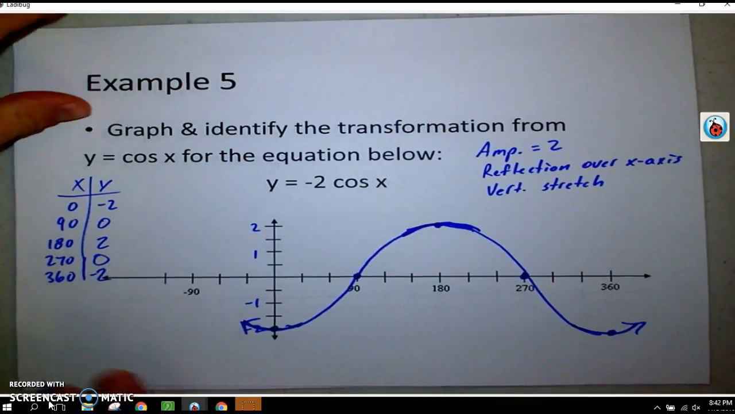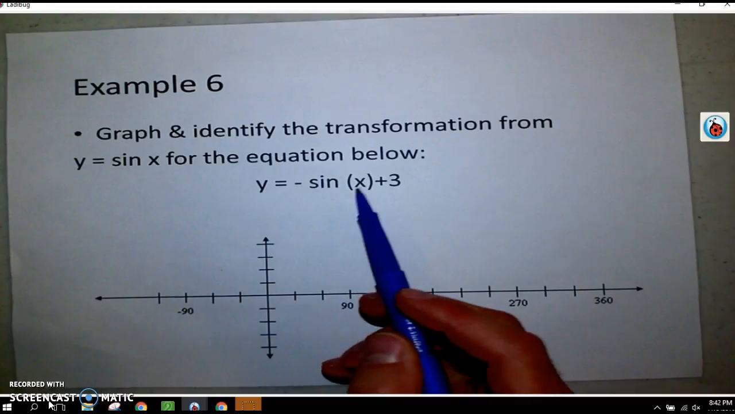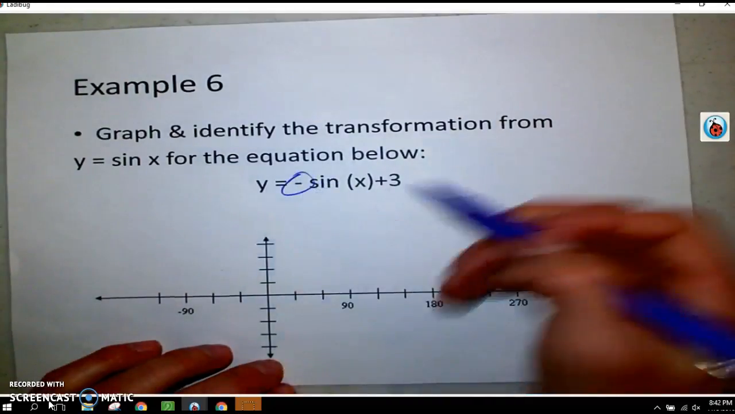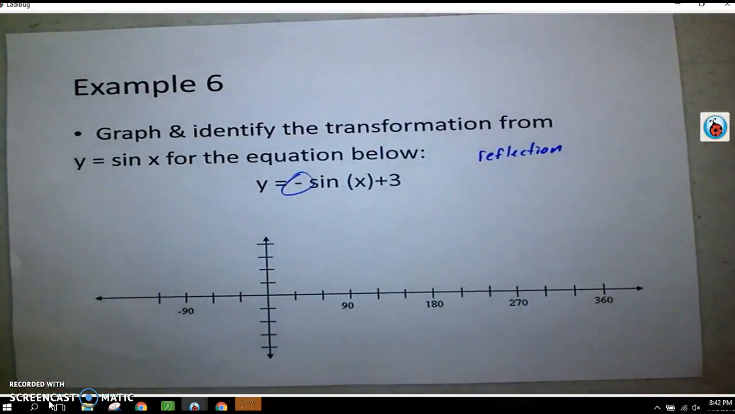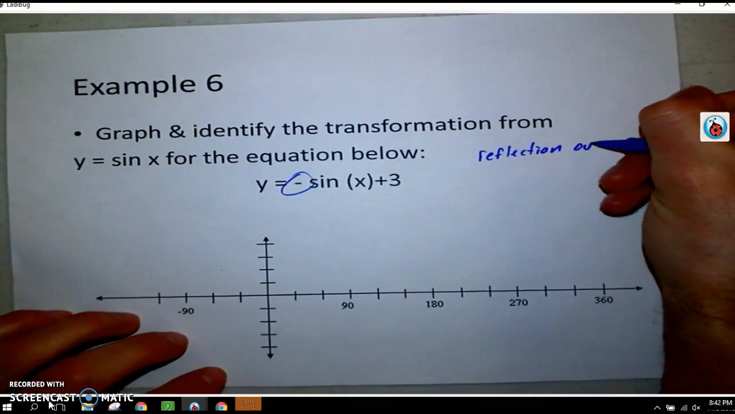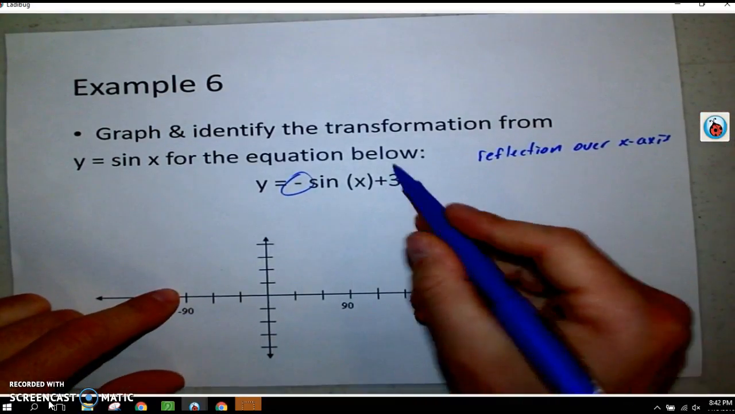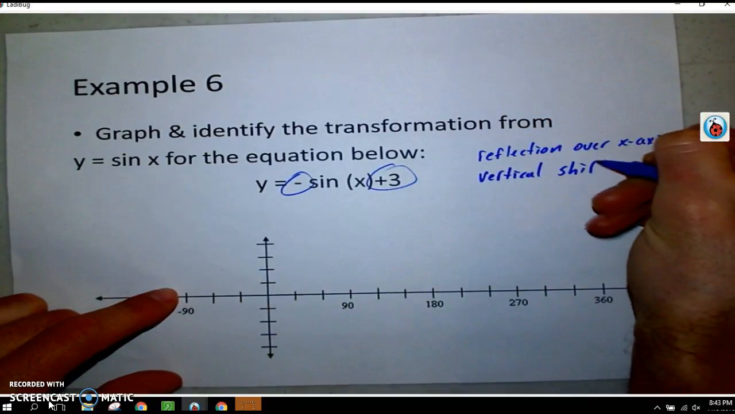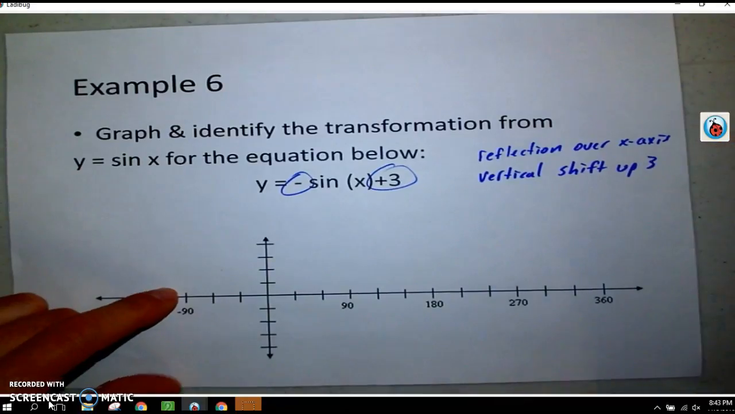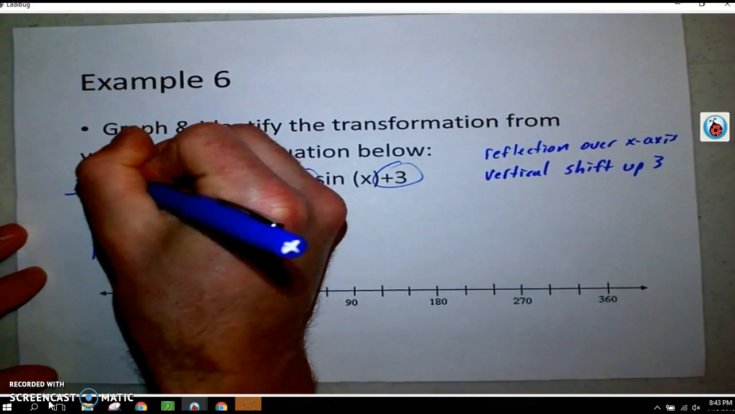So there we go. We've got one more to take a look at. So last one here is negative sine of x plus 3. So I do have that reflection over the x-axis. Sorry for the phone. And I do have a vertical shift up 3. So what I'd like you to do here, why don't you take a minute and pause the video.